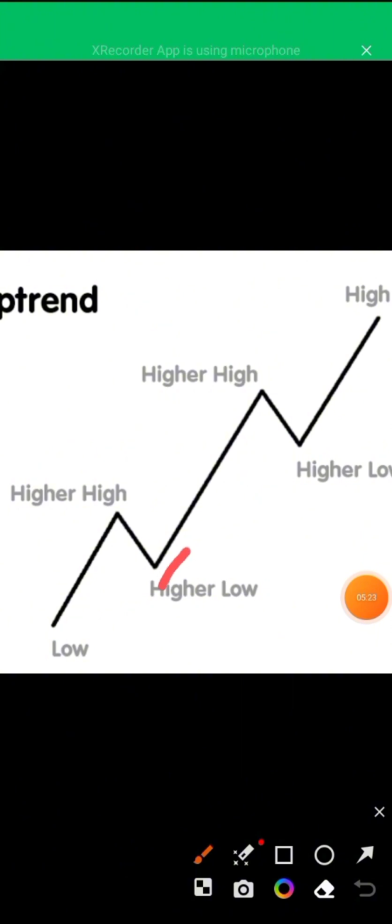After going up more like this, it did not reach that higher high. It now starts coming down. This is not an uptrend. That's why I say you need to know these two parts. The higher highs and the higher lows are the most important part here. You understand what I'm trying to say?